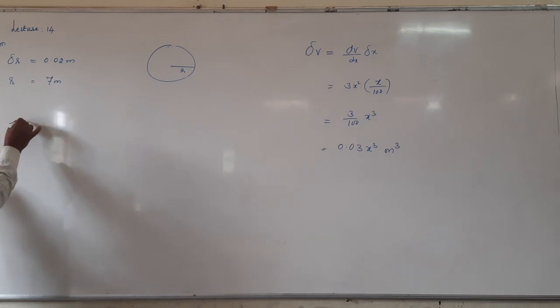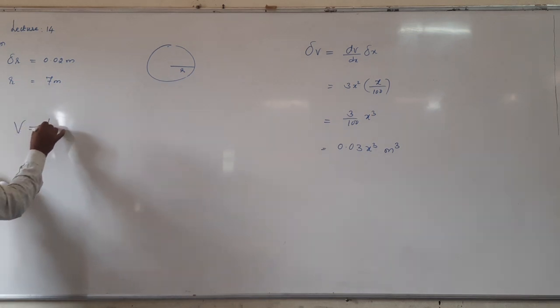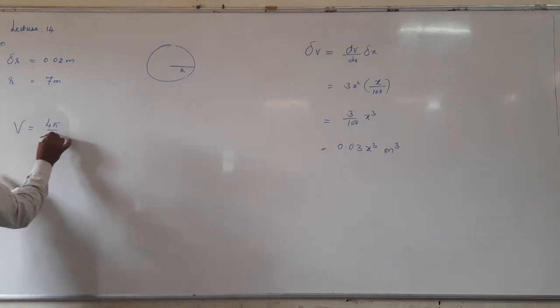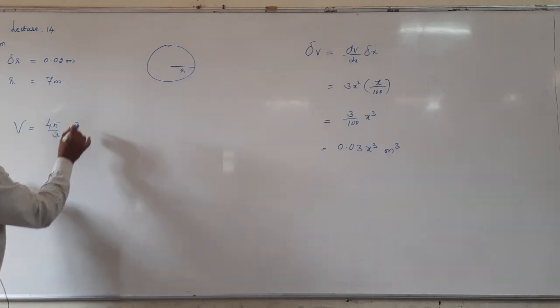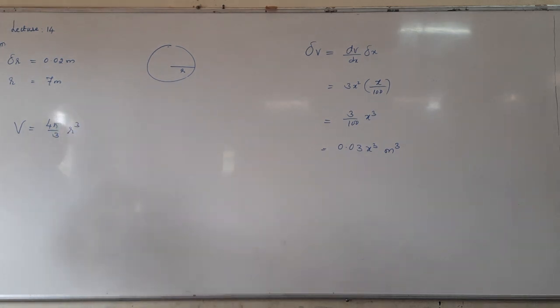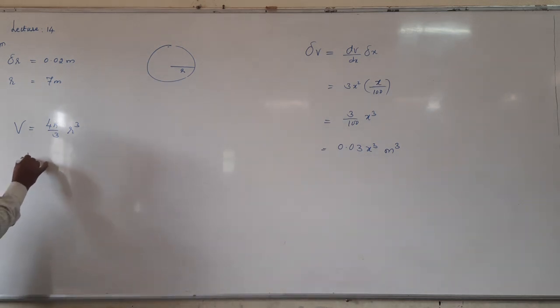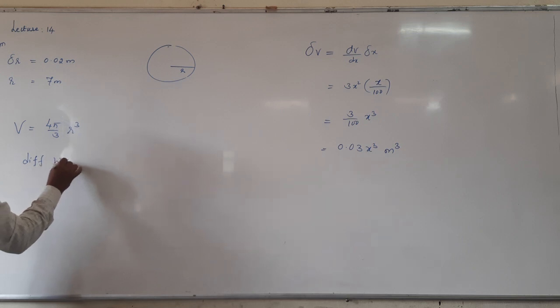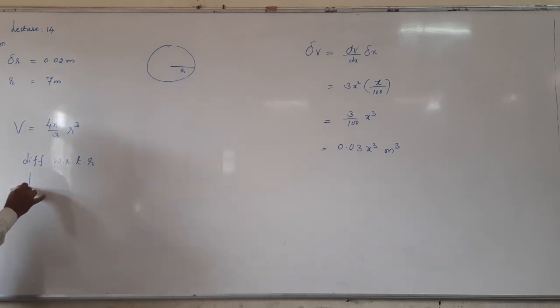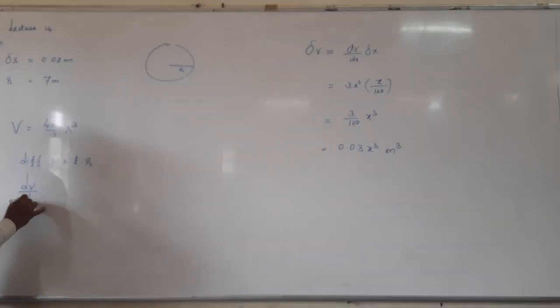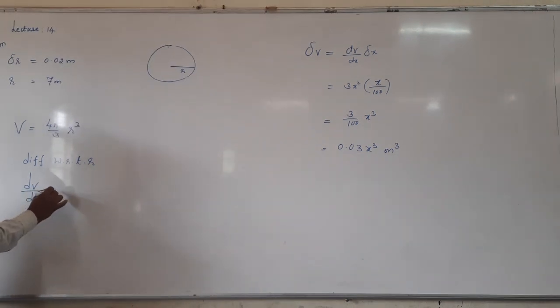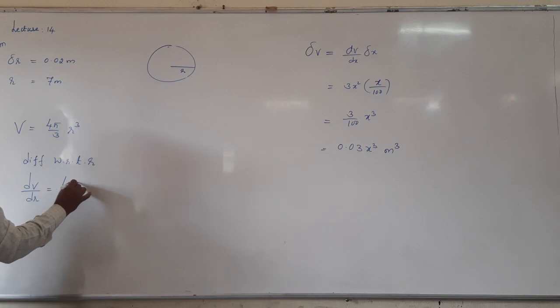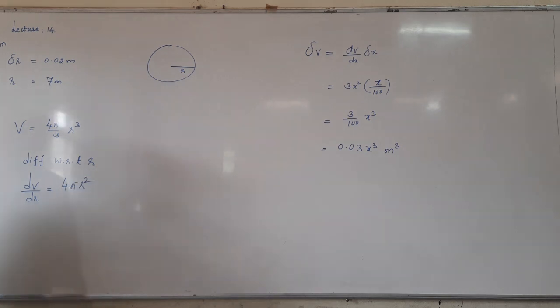You have the formula V is equal to 4 pi by 3 times r cube. It is the volume of the sphere formula. Differentiate with respect to r, right? Then it will be dV divided by dr is equal to 4 pi r square.